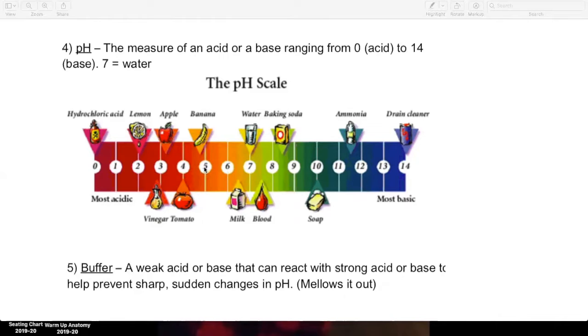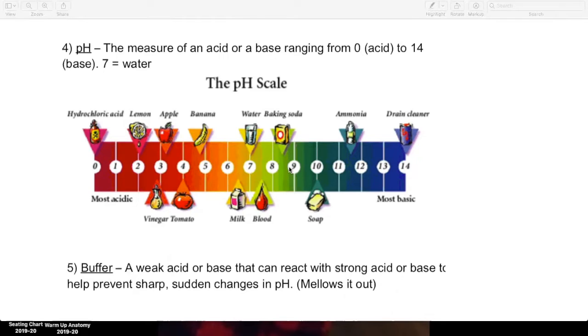that each number was actually 10 times more powerful than the previous number, meaning 7 is neutral, that's water, we can drink that. 6 is a very weak acid. 5 is 10 times more powerful than a 6. And 4 is 10 times more powerful than a 5, and so on and so forth. And then the other way around with the bases, an 8 is a very weak base, and then a 9 is 10 times more powerful than that. A 10 is 10 times more powerful than a 9.